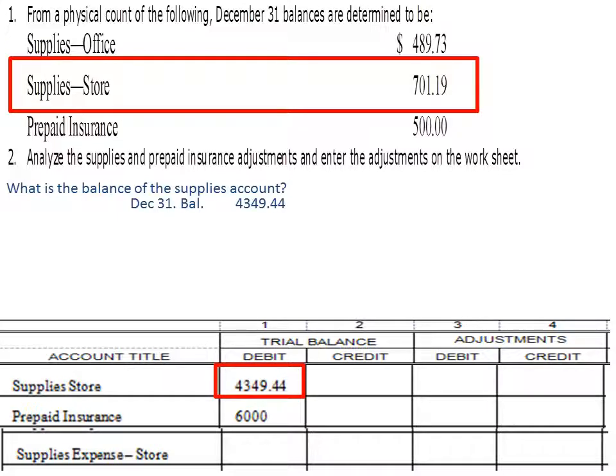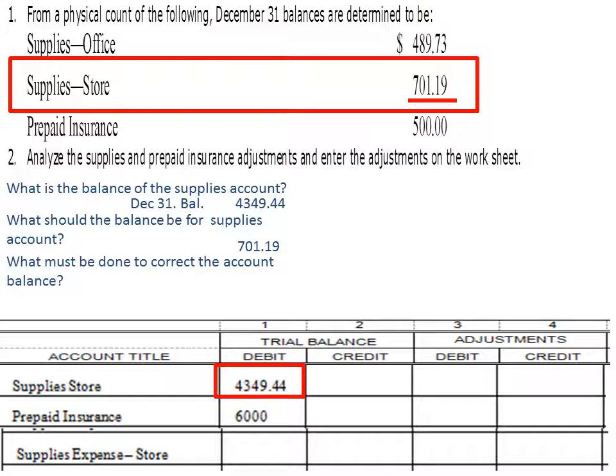What that means is basically we started this fiscal period with a balance of 4349.44 in our supplies store account. So the next question we ask ourselves is, what should the balance be for the supplies account? Well, the balance should be 701.19. Then we ask ourselves what must be done. If we started with $4,349 in supplies for the store, and we end with $701, it's pretty obvious that the supplies have decreased. So we need to decrease our supplies store.